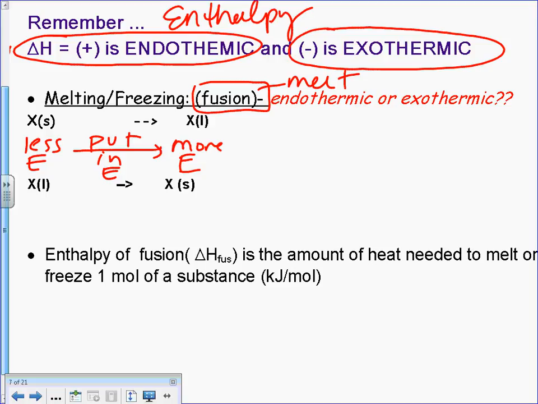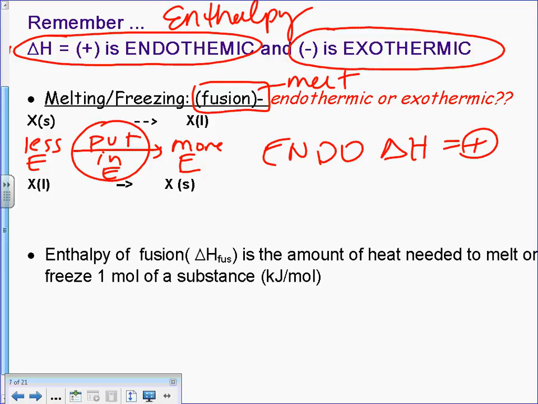So if I'm putting energy in, in the melting process, I'm going from solid to liquid. Is that endo or exo? Endothermic or exothermic? Endothermic. If you say the word into, put energy in, then it's an endothermic process. Delta H is positive or negative? Positive, right, okay.